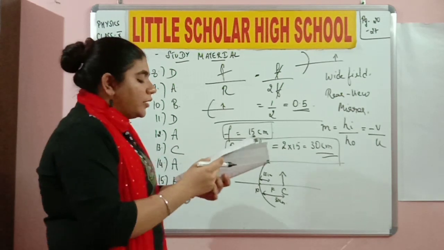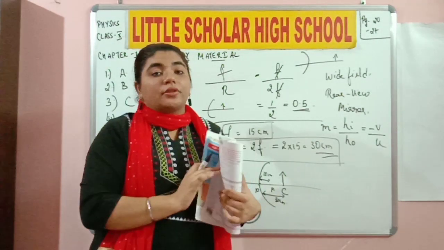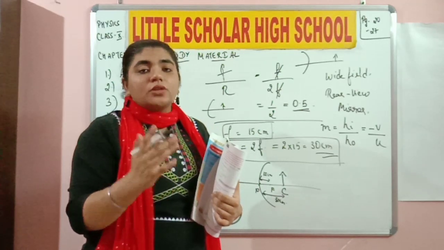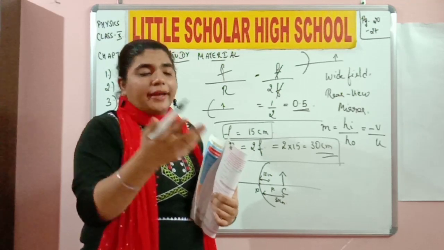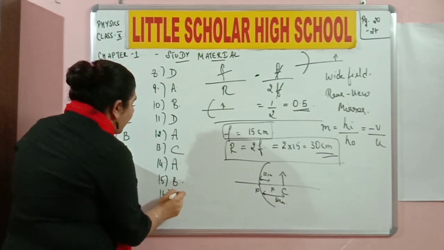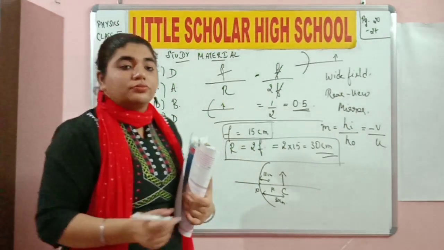Let's look at the 16th one. Dash image cannot be caught on the screen. Only real images can be caught on the screen. What is the other kind of image? It is virtual images. Where are they going to be formed? Behind the mirror. So which images cannot be caught on the screen? It is the virtual image, and it is option B for now.